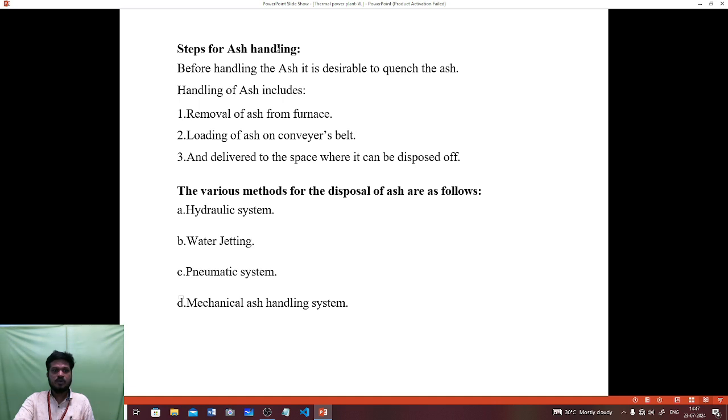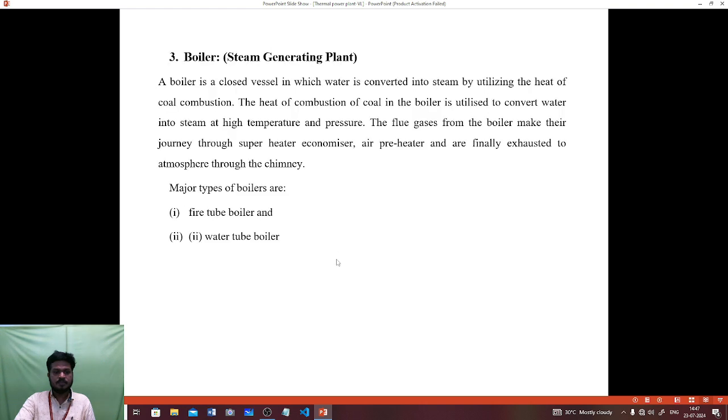Next, steps for ash handling. Before handling the ash, it is desirable to quench the ash. The handling of ash includes: number 1, removal of ash from the furnace. Number 2, loading of ash on a conveyor belt. Number 3, ash delivered to the space where it can be disposed of. The various methods for disposal of ash are as follows. Number 1, hydraulic system. Number 2, water jetting. Number 3, pneumatic systems. And number 4, mechanical ash handling system.